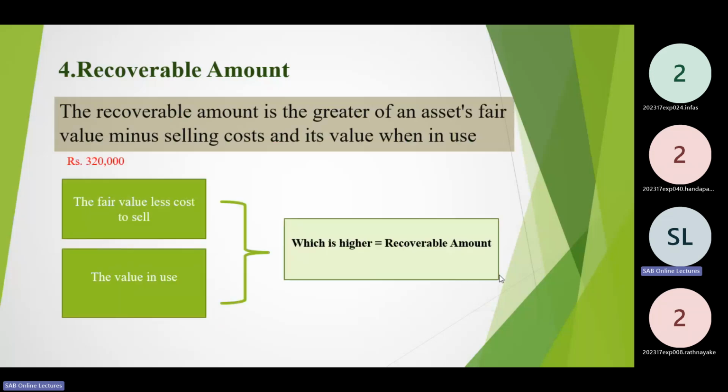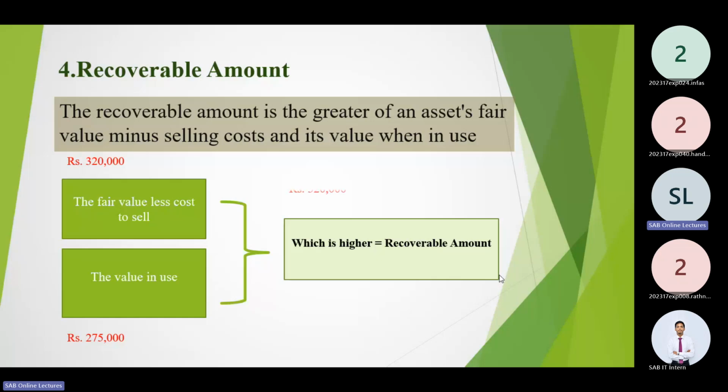So the recoverable amount is the higher of the asset's fair value less costs to sell and its value in use. Let's assume a company has a computer and we can get an amount by selling it of 320,000. Then let's assume that we can get the benefits by using it, 275,000. So which is the higher amount has to be taken as the recoverable amount.